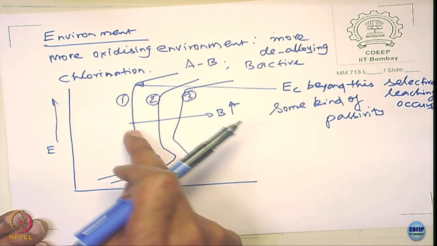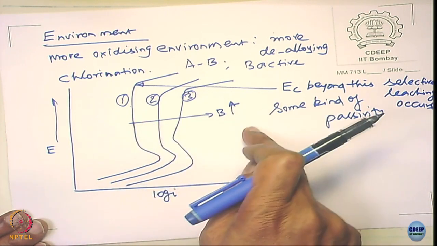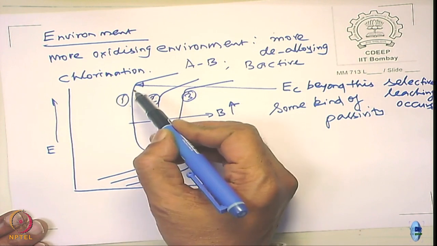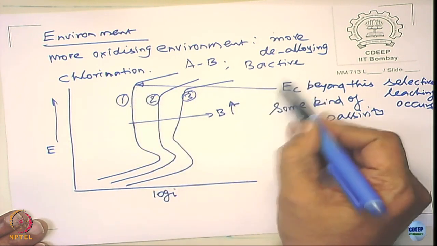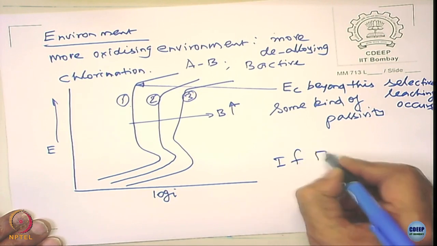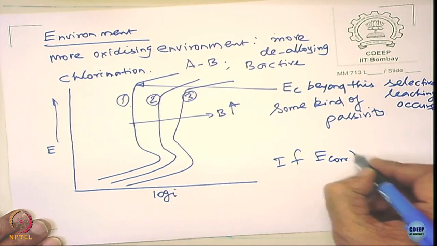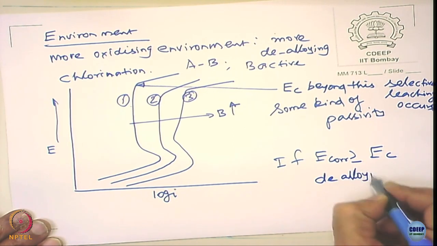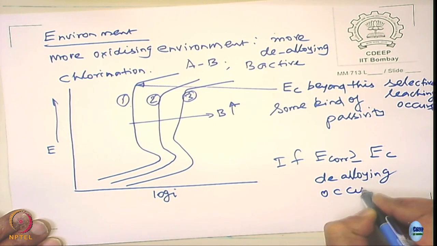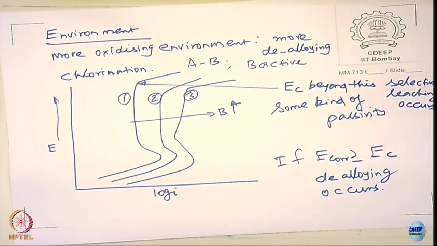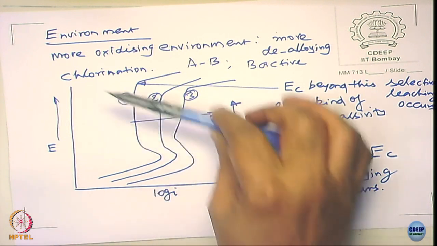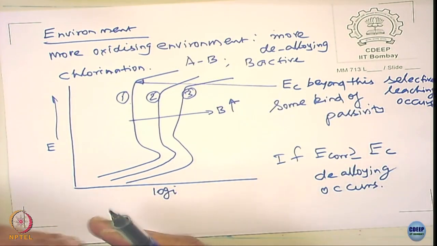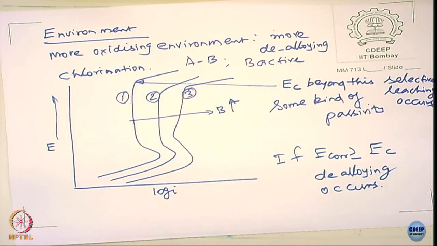And the increase in passive current density here means that more dealloying is taking place. Now, if the corrosion potential exists above EC, if ECOR is going to be greater than or equal to EC, then what happens? Dealloying occurs, right or not? Because only above EC you have dealloying. So, how do you get ECOR at that particular value? What is the basis? When will the ECOR go here?